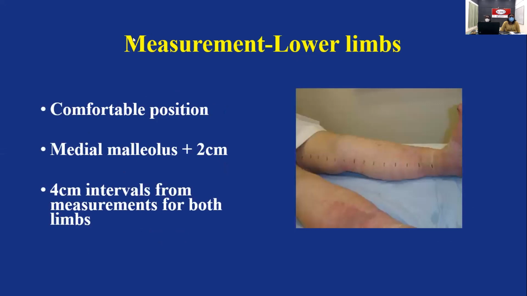How will we take the lower limb measurements? Again, give a comfortable position to the patient. From here, you point out the medial malleolus plus 2 centimeters, then again every 4 centimeters. You mark it down first, and then you take the measurement.